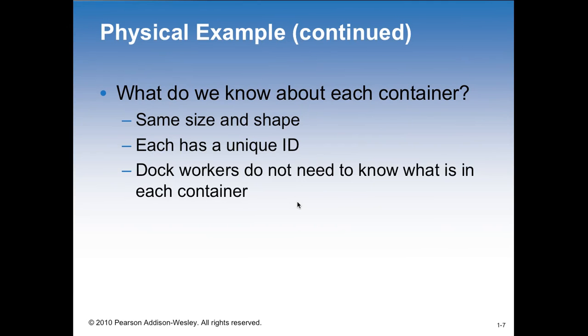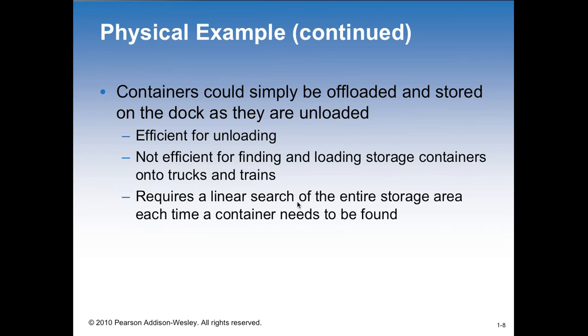So what do we know about each one of the containers from a data analysis perspective? We know the size and the shape of the containers. And we know that each one of them has a unique ID because it's associated with some sort of destination, as an example. And we have dock workers that need to know what is in each one of the containers. Is it perishable? Does it need to be refrigerated or something? So we have the information that we have about each one of the data components that we're looking to store.